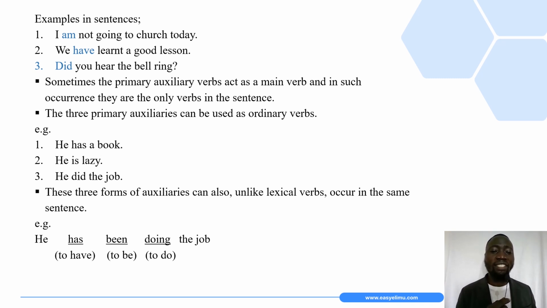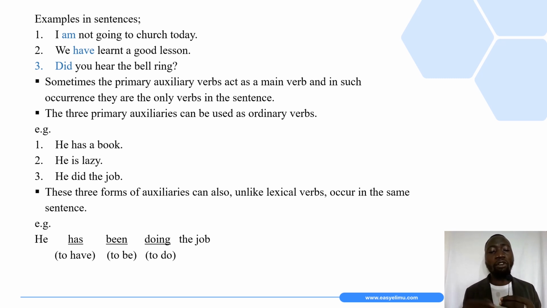So, if we have a sentence where am is the only verb, for example, then in that case, we will say that it is the only verb in the sentence. So the 3 primary auxiliaries can be used as ordinary verbs. For example, he has a book. We have he is lazy. We also have he did the job. So we have has, is, and did, which are auxiliary verbs used as ordinary verbs.